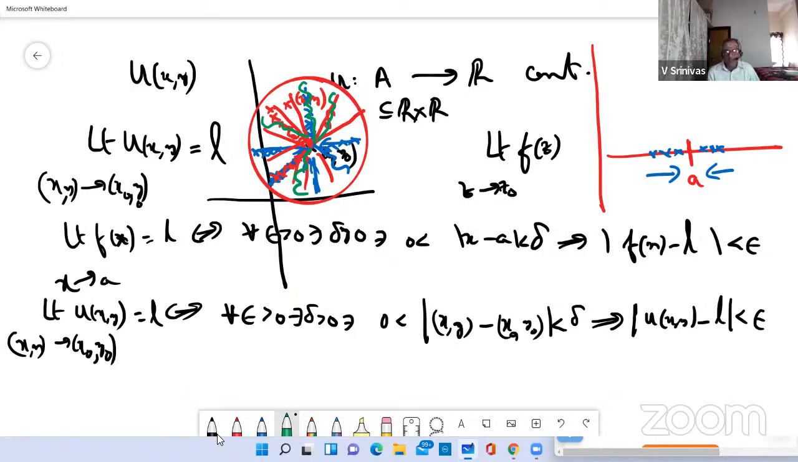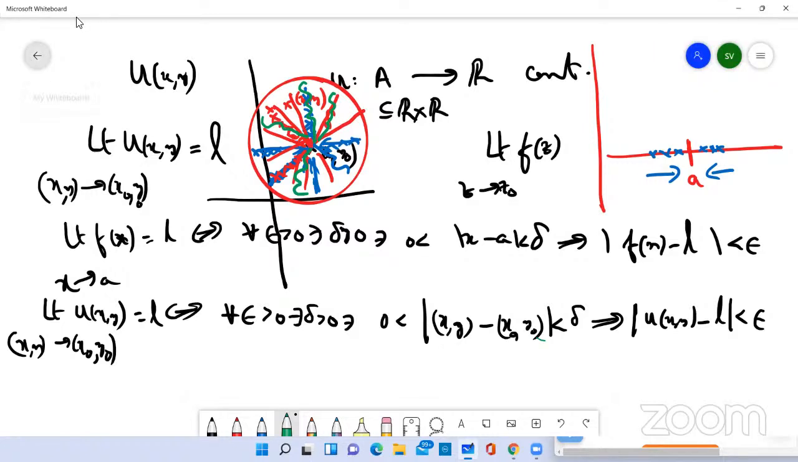For all of those paths, and for all of those x comma y, this must be true. Okay, so life is not easy in complex variables. When you study real variables, you are approaching a in two directions only. But when you study complex variables, the directions in which you can approach x naught, y naught are infinite. So you have to understand that.